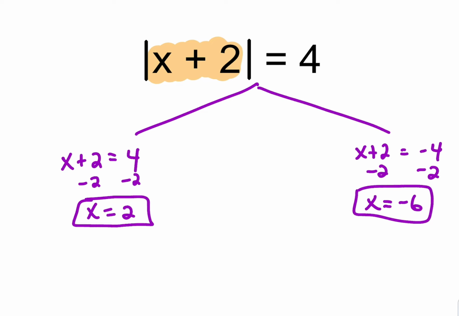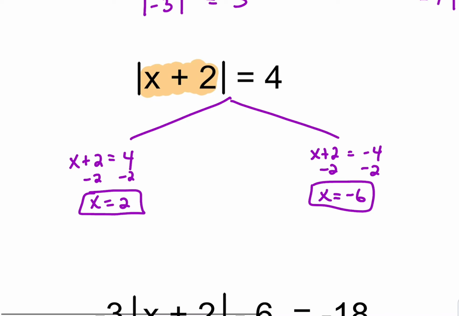All right, so yeah, that's easy peasy, right? And all you have to do is just plug it back in. -6 plus 2 is -4. Absolute value of that is +4. Plug 2 in, you get 2 plus 2 is 4. Absolute value is indeed 4.